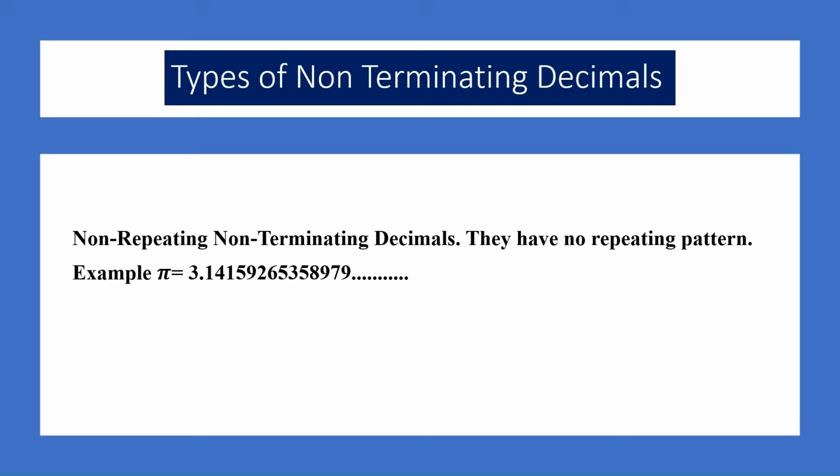Next is non-repeating non-terminating decimals. They have no repeating pattern. For example, pi: 3.141592. It goes on and on.